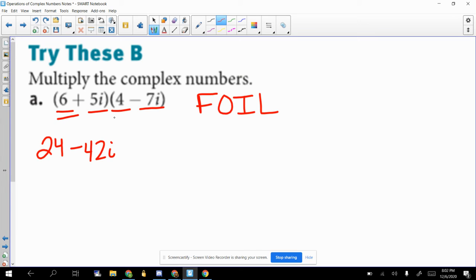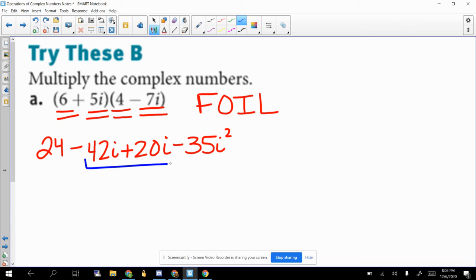Then I'm going to do my inners. So 5i times 4 is 20i. And then I'm going to do my last. So 5i times negative 7i is negative 35i squared. So it's literally the exact same thing we were doing a couple weeks back. It's just instead of x, now we have i. Then we're going to combine like terms here. So we'd be left with 24. Negative 42i plus 20i is going to be negative 22i. And then minus 35i squared.